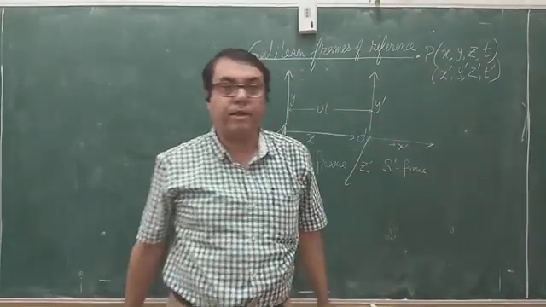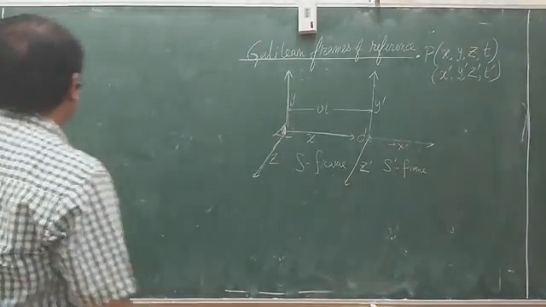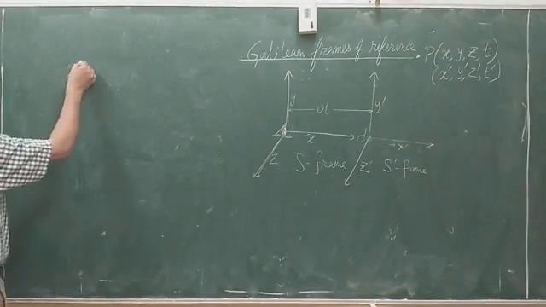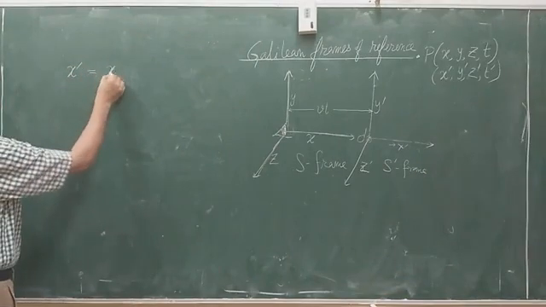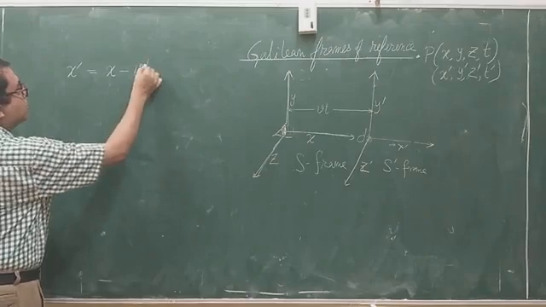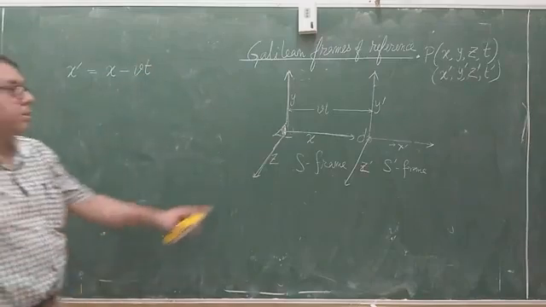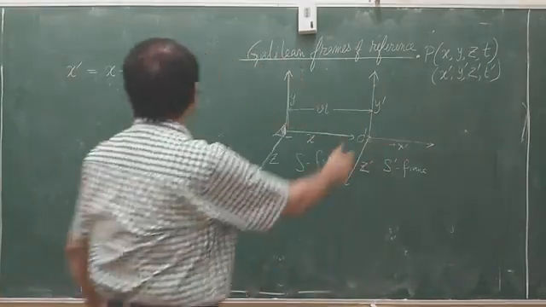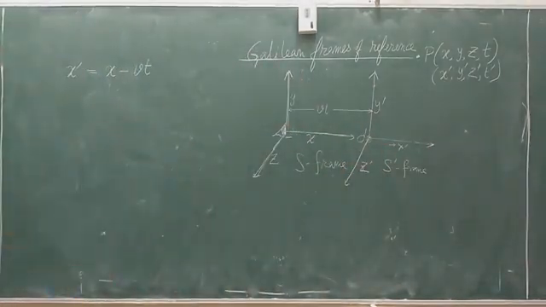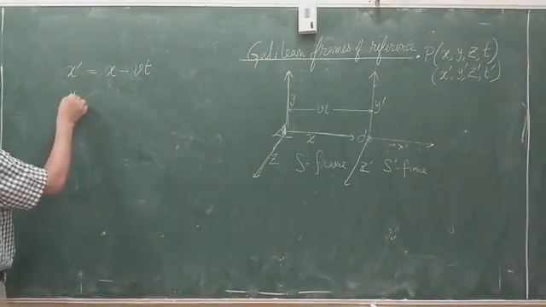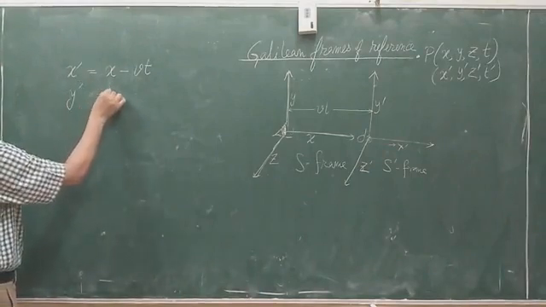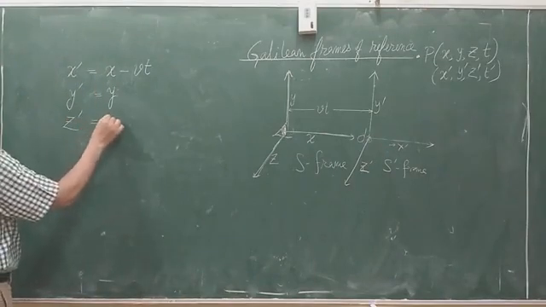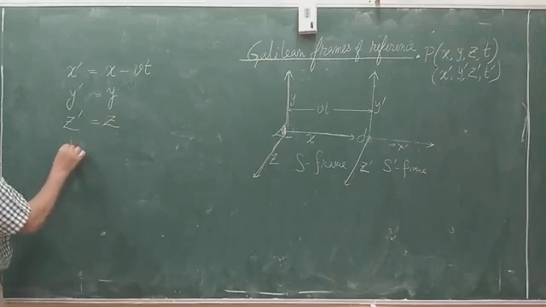And from the geometry we can find the relationship. If you just look at the geometry, then I can directly write x dash is equal to x minus vt. Just look at it, because this is x dash and this is x. So x dash is equal to x minus vt. And if you look at the y component, y dash is equal to y, z dash is equal to z, and t dash.